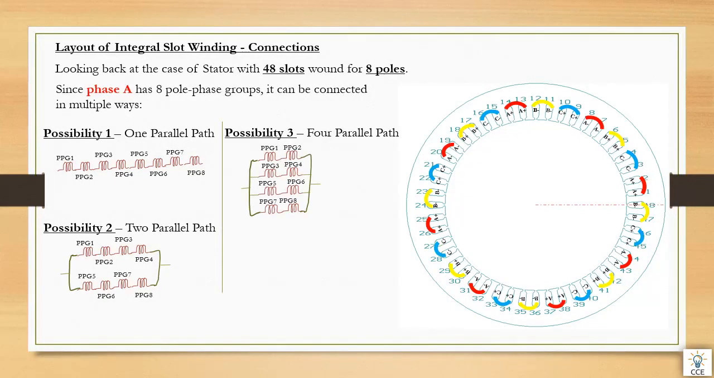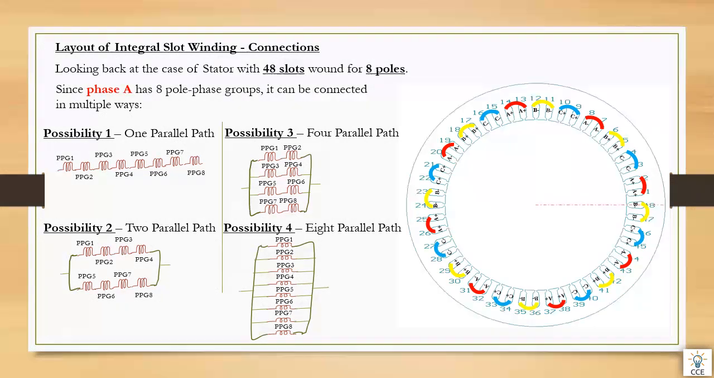And the third possibility is having four parallel paths, where again similar to the two parallel path case, here we have taken every two pole phase groups in series, like ppg1 and ppg2 in series, ppg3 and 4 in series, ppg5 and 6 in series, and ppg7 and 8 in series. So we have made four such groups and then connected each of them in parallel with each other, thus creating four number of parallel paths.